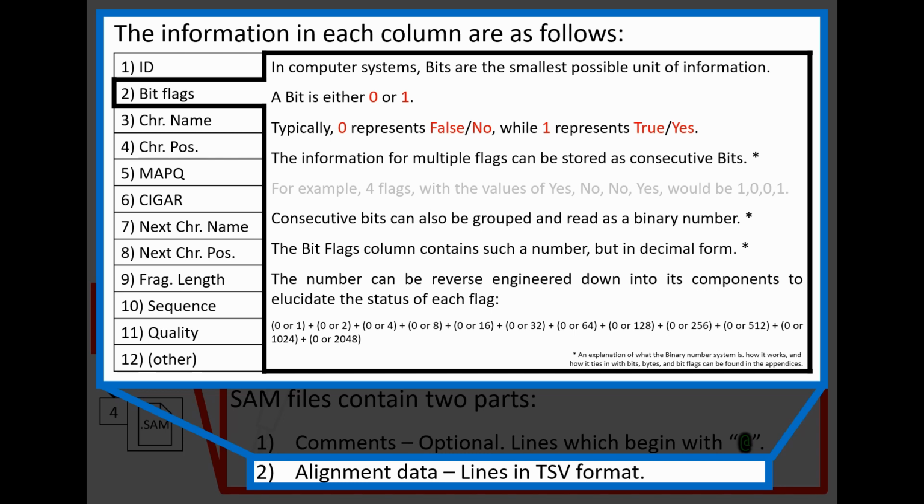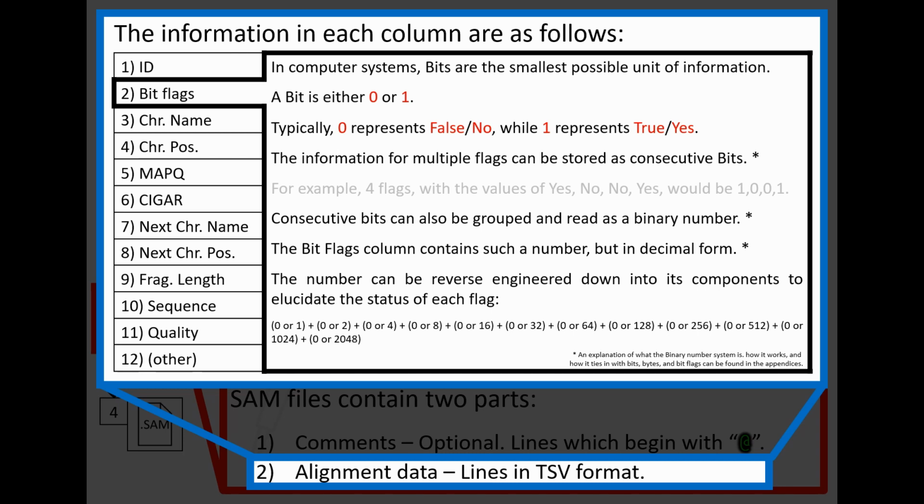The information for multiple flags can be stored as consecutive bits. For example, 4 flags with the values of yes, no, no, yes would be 1, 0, 0, 1. If read as a binary number, this would be equal to the decimal number 9. In reverse, we could break the number 9 down into 8 plus 0 plus 0 plus 1 and reverse engineer the bit flags from that number.